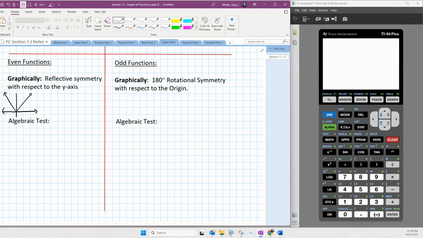Okay. Odd function. Let's go ahead and just throw our cubic function back in, or we could even do our cube root function, right? Cube root function looks like this and like this. Okay, what is the algebraic test? And the answer lies in what we just did. We know that we have a function f of x.